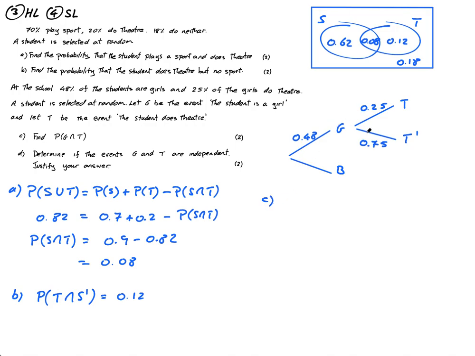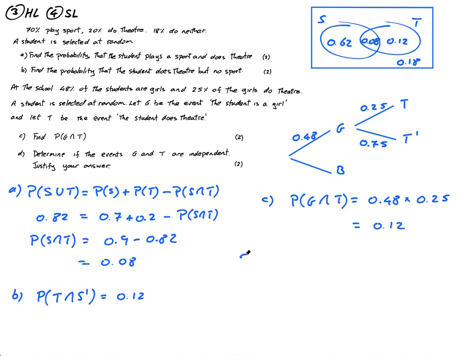Okay, so part C. This is my tree diagram done. I'm not going to fill out the rest just because it's focusing on girls and theatre. The probability of girls and theatre is, so this is the probability that it's a girl and they do theatre. Using our tree diagram, it's just 0.48 times 0.25, which is, I don't even need my calculator because it's a quarter of 0.48, which is 0.12.